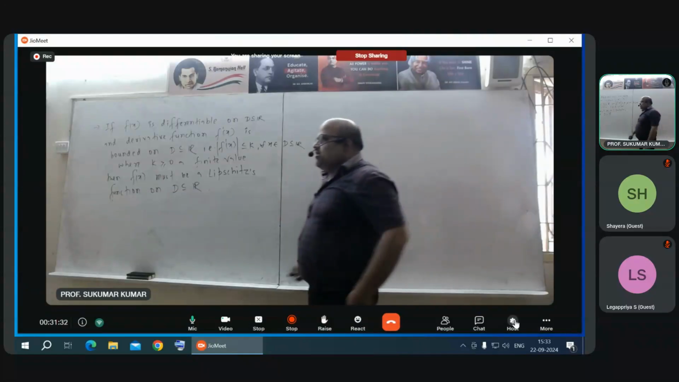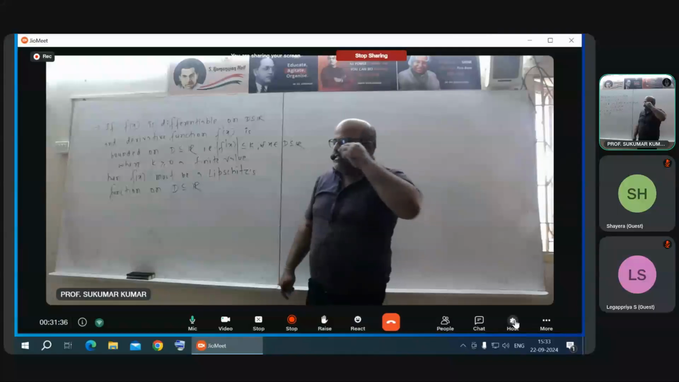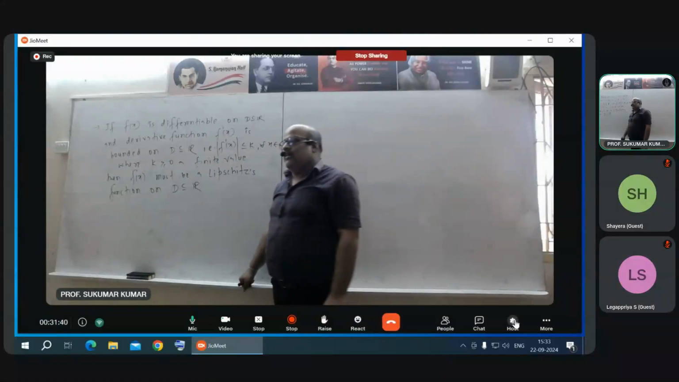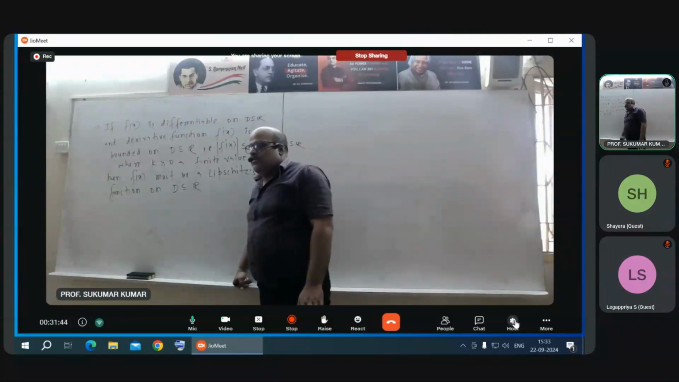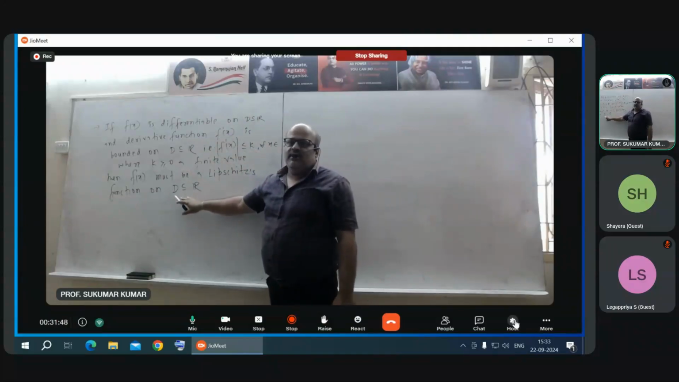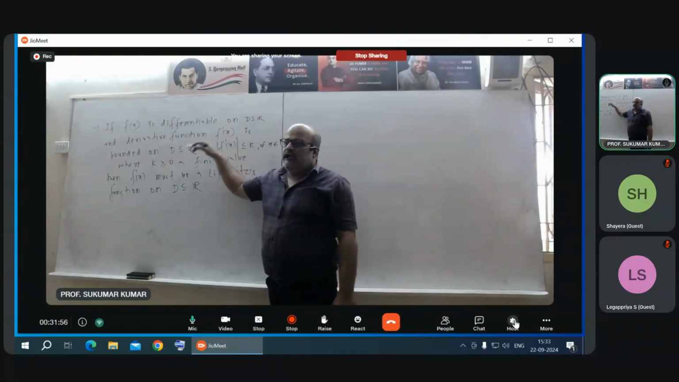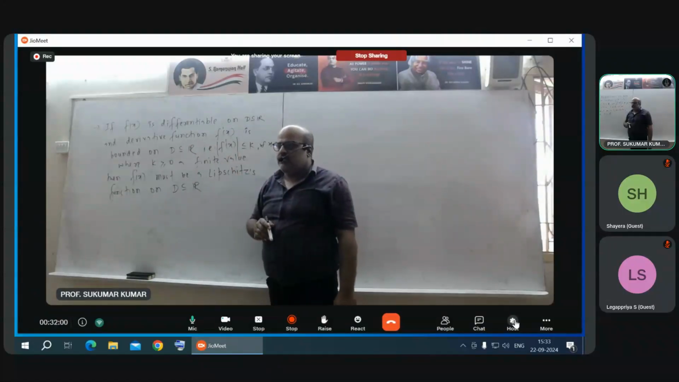So when a function is differentiable on domain D and the derivative function f dash x is bounded on domain D, then that function must satisfy the Lipschitz condition. Means that function must be a Lipschitz function. So if this property is satisfied, that function will be a Lipschitz function, and Lipschitz functions are uniformly continuous functions. So you can think that if a function is differentiable on domain D and the derivative function is bounded, then the function must be uniformly continuous. We can tell.